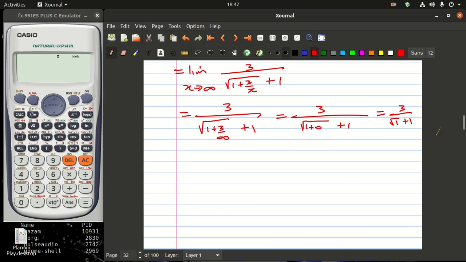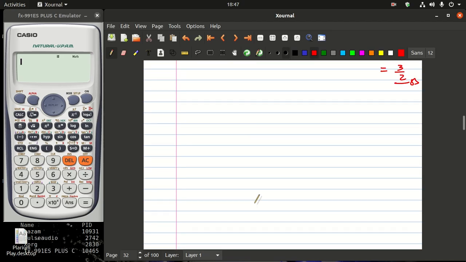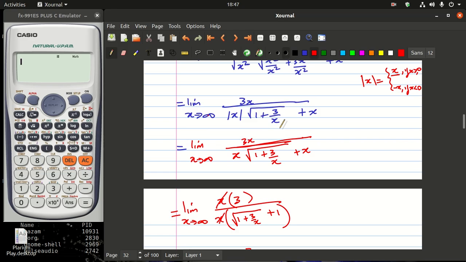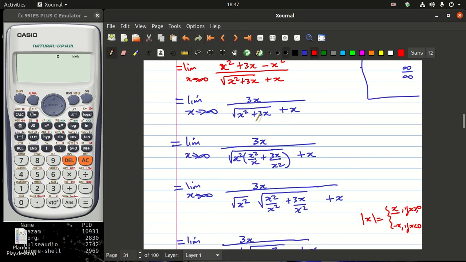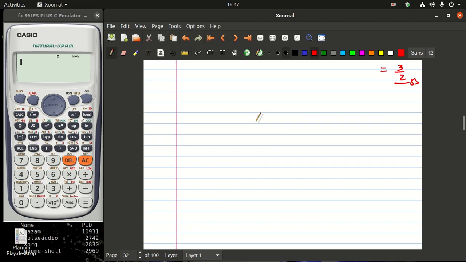And we know that the square root is always positive, so we are going to have 3 divided by 1 plus 1, or we're going to have 3 over 2. You can see how easy this thing is. It's all about converting the indeterminate form to a determinate form. So we're dealing with example number C. Let's go to example number D now.